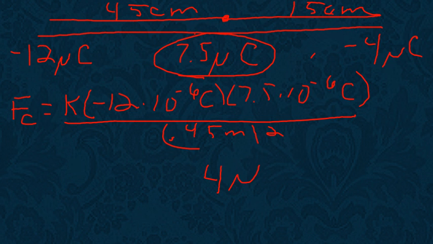It is negative technically because of this guy, meaning it's an attractive force. What's more important to me when I'm working these problems is what direction does attractive mean? Well, since this is the charge that I'm paying attention to right here, he would get pulled in that direction. So that 4 Newton force is in that direction.